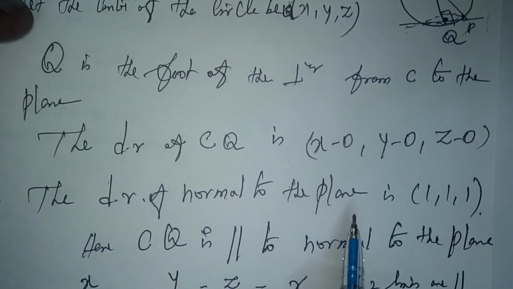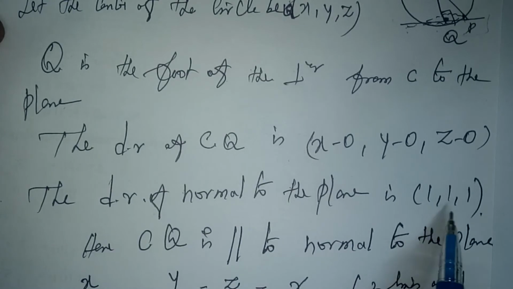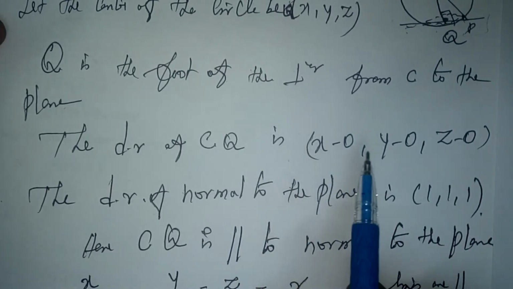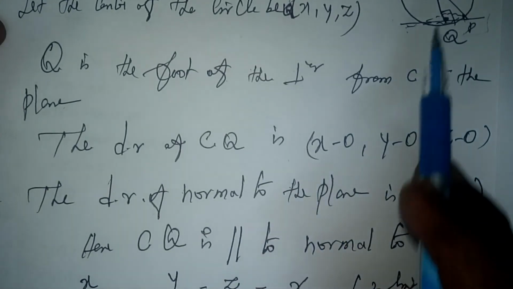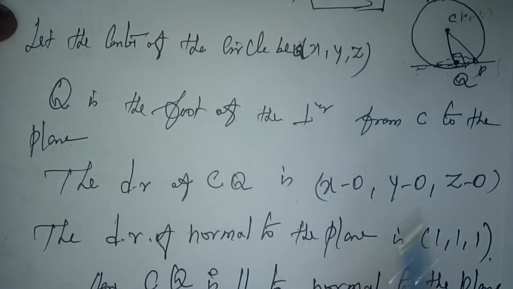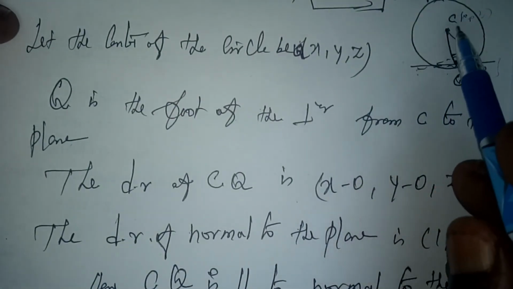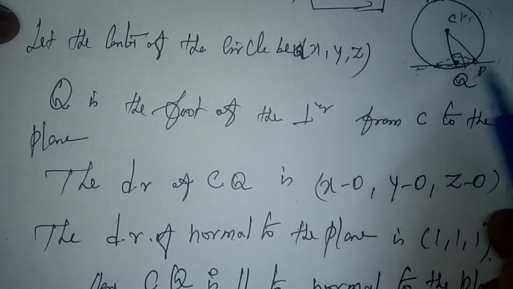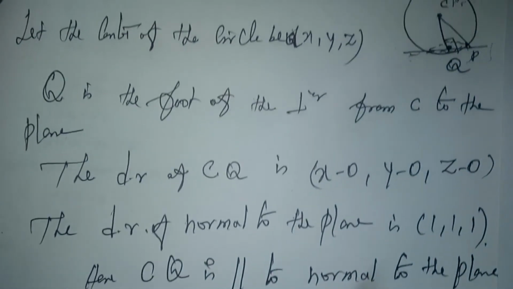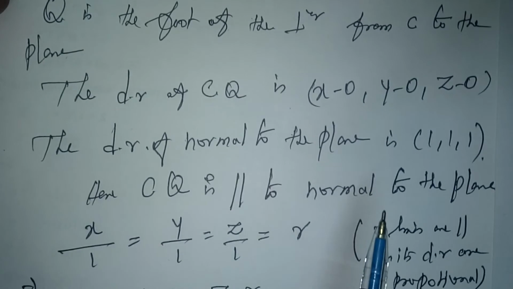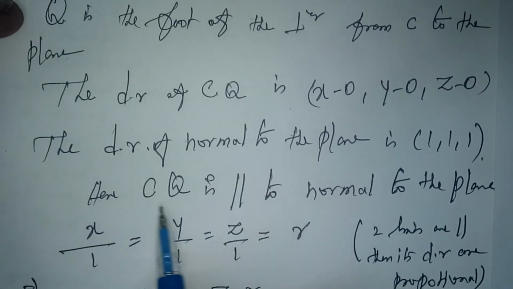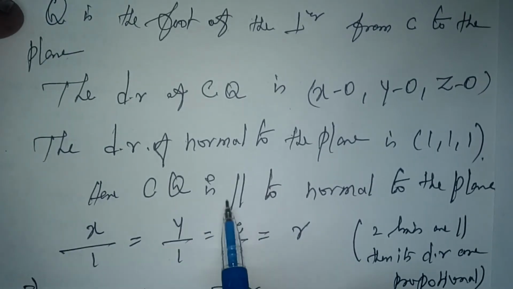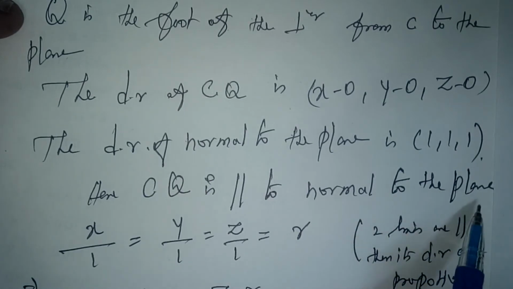So the direction ratio of the normal to the plane is 1, 1, 1. So we have two direction ratios. One is CQ, that is a direction ratio, and another one is the normal to the plane. Both of these are parallel, that is, CQ is parallel to the normal to the plane.